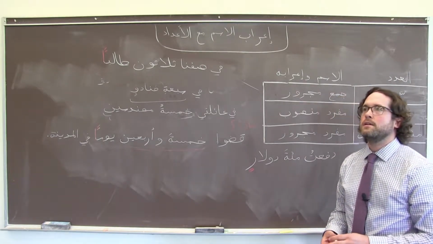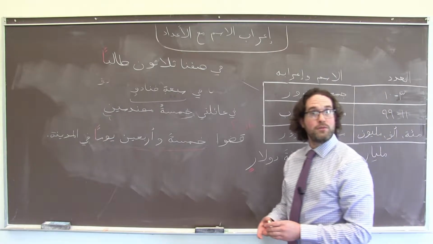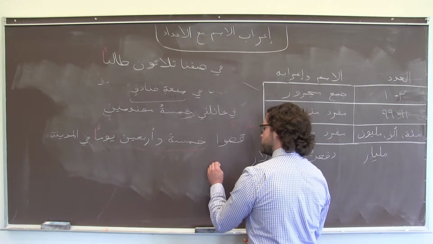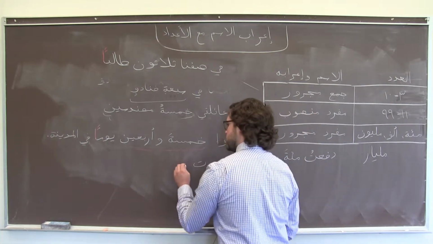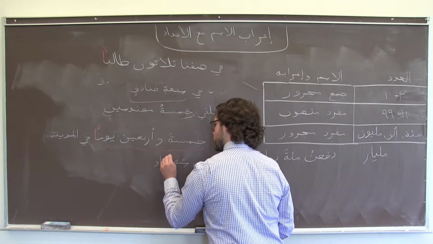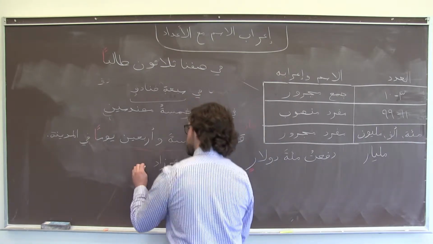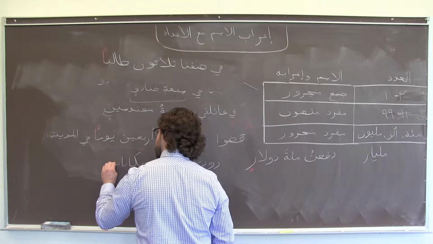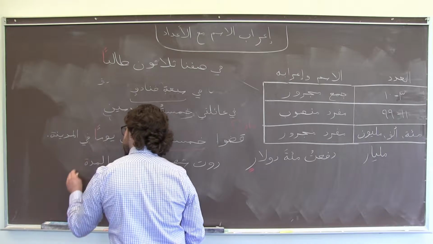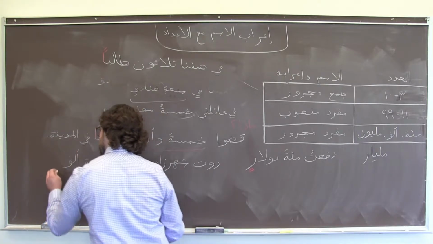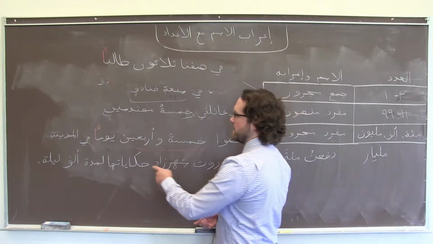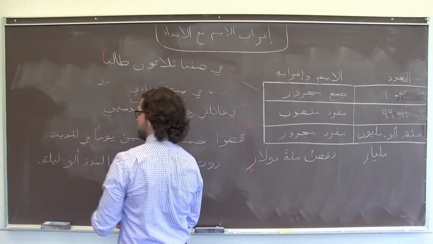Or Shahrazad told her stories for 1,000 nights. It was actually 1,001, right? But let's stick with 1,000 for the sake of the example. روت شهرزاد حكايتها لمدة 1000 ليلة.